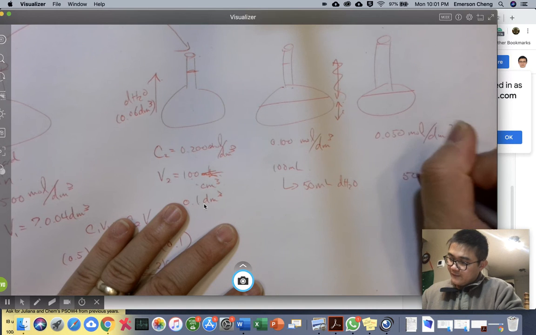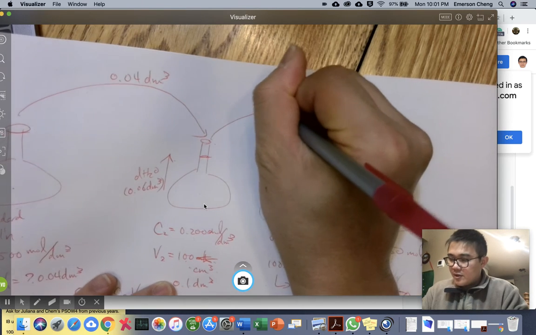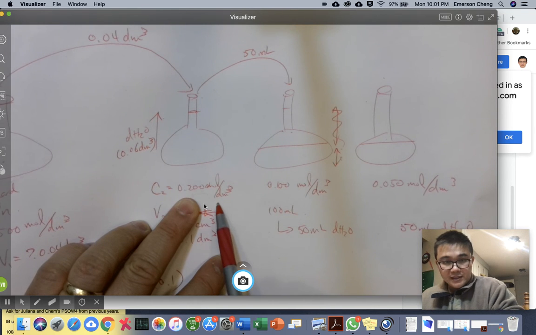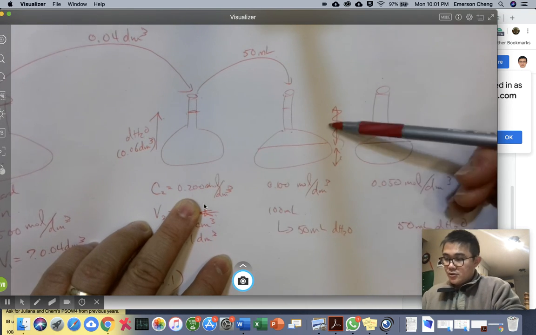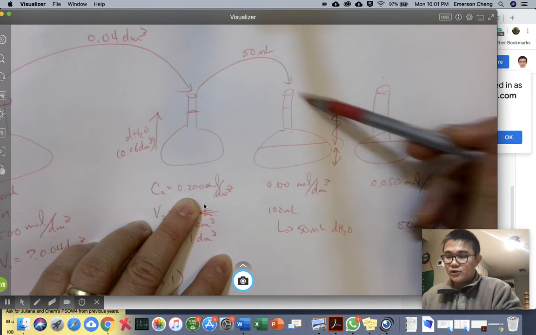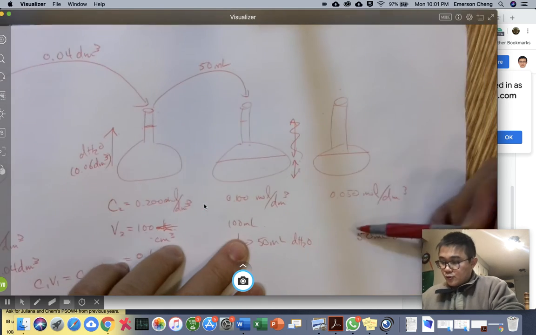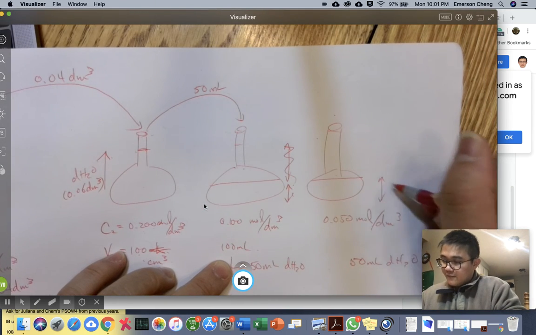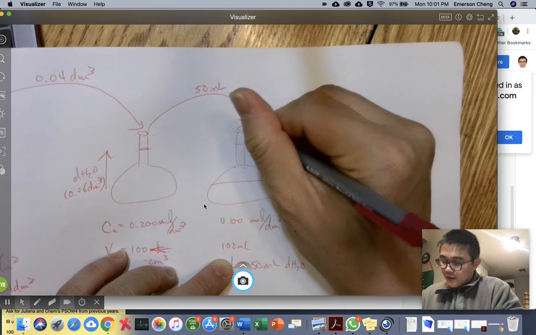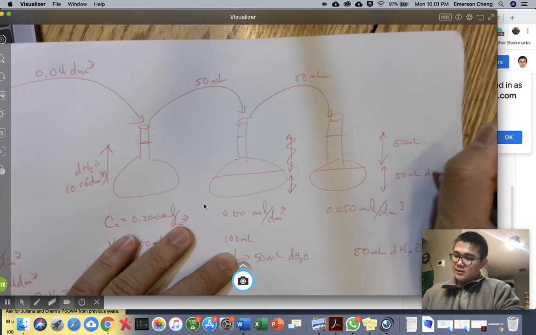So you fill out with 50 mils of distilled water, and then you just take 50 mils from the previous solution. So in this case, from the 0.2 mole per decimeter cube, you just take 50 mils. So you end up just watering it down. Half of it is water and half of it is 0.2, so your concentration later on will become 0.1. And then you do the same thing over here. You top this up with 50 mils of water, and then you add 50 mils of the previous solution. Okay, 50 mils in here, 50 mils distilled water.